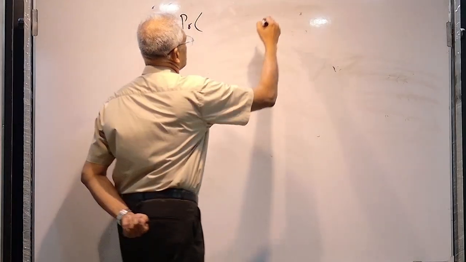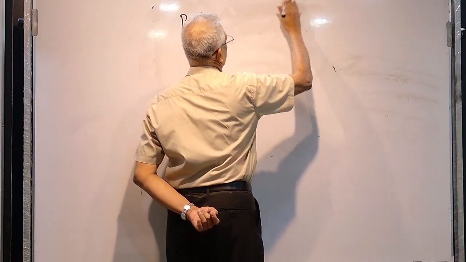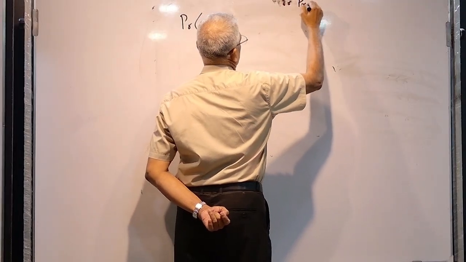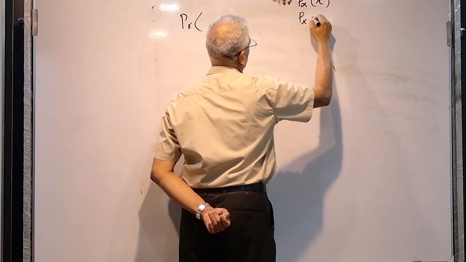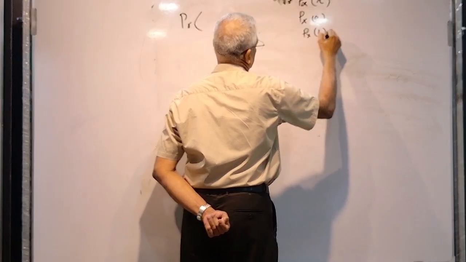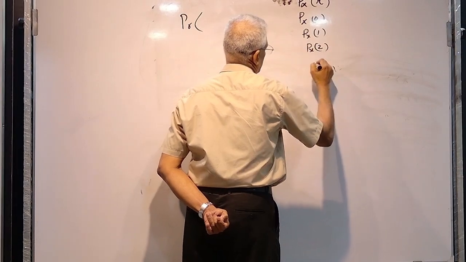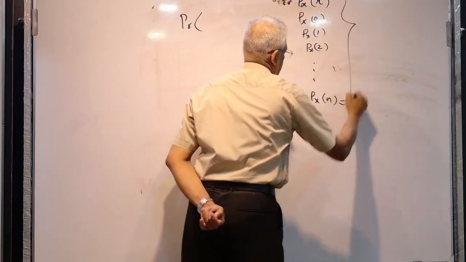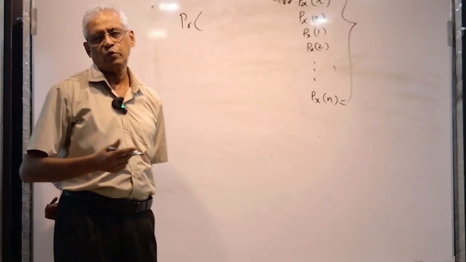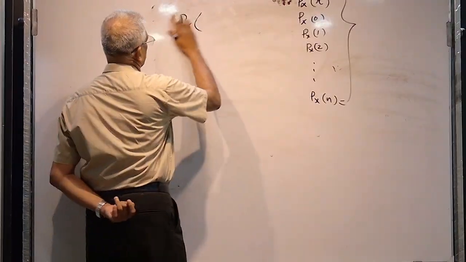So we should be able to talk about P(X = x). Right. So we should be able to calculate P(X=0), P(X=1), P(X=2), and so on, P(X=n). These are the things that we are interested in. If we can get all these things in one formula, that's fine. So let's look at P(X=0).